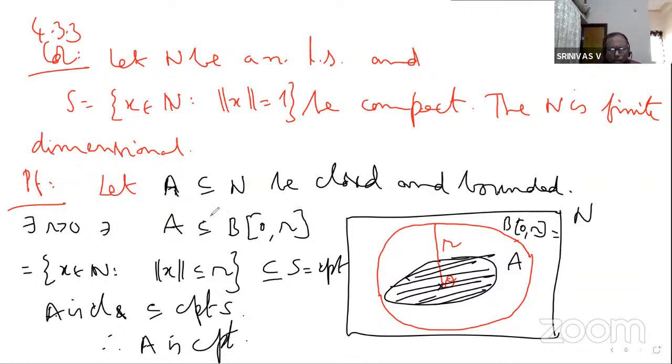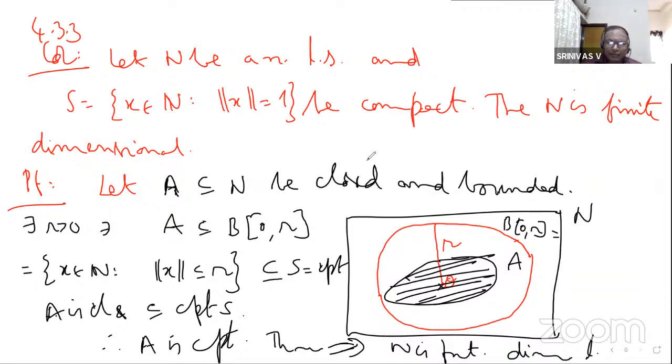So you started with a closed and bounded set, and you are able to show that A is compact. Therefore, by the theorem, what does the theorem say? If in a normed linear space, closed and bounded sets are compact, that normed linear space has to be finite dimensional. The theorem implies that N is finite dimensional.